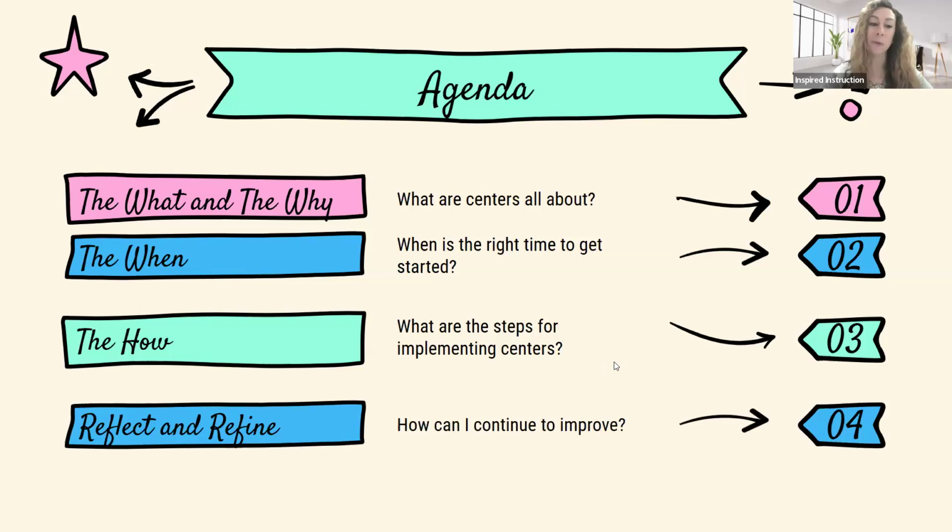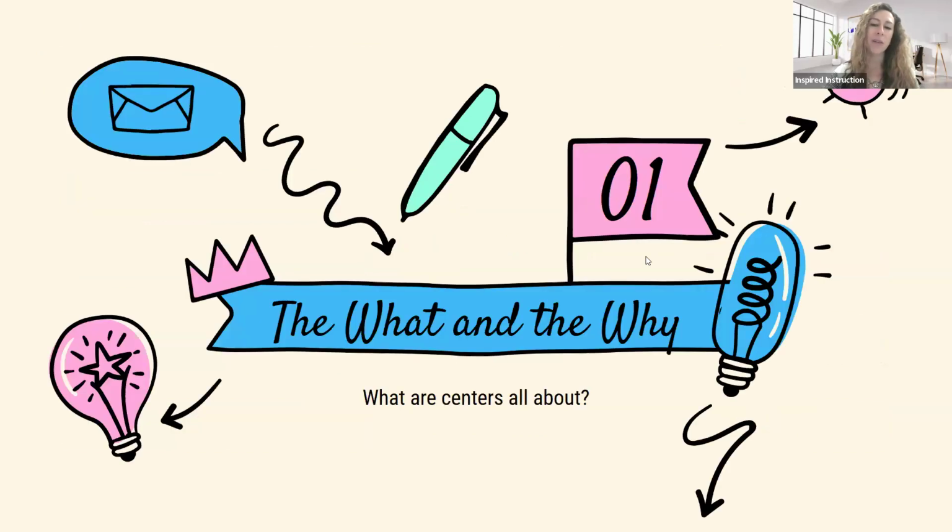And lastly, how can we improve? So a common practice of educators is reflection, and I believe it is so very important in everything that we do. So we're going to talk about how we can reflect on the centers that we are currently doing or those that we will eventually try, and how we can refine and rework and modify to make them even more streamlined and effective. All right, so let's get going. Our first section, the what and the why. What are centers all about?